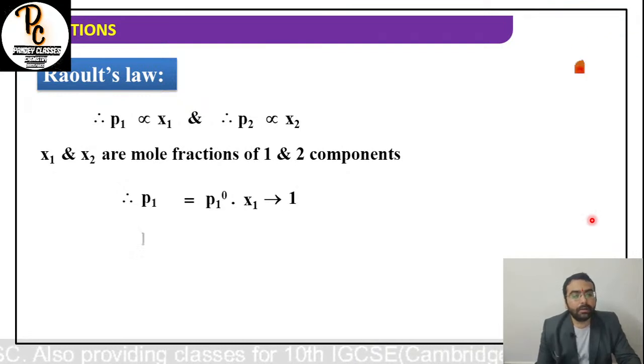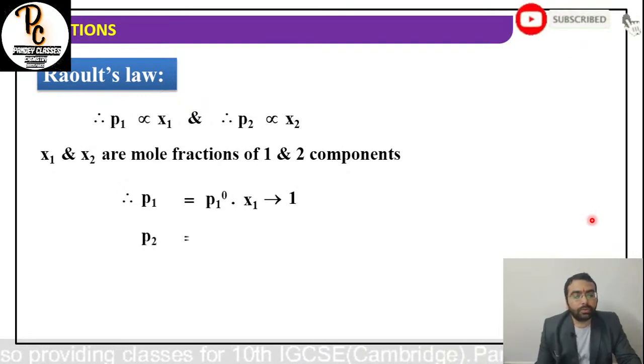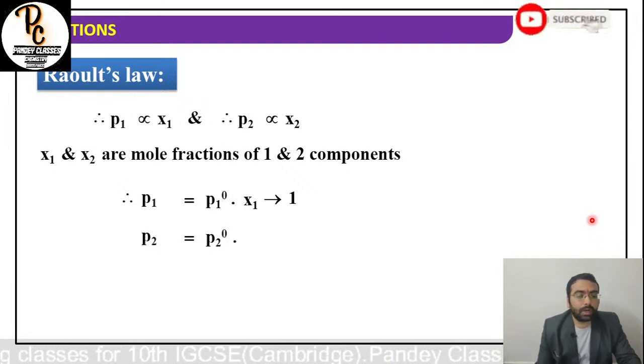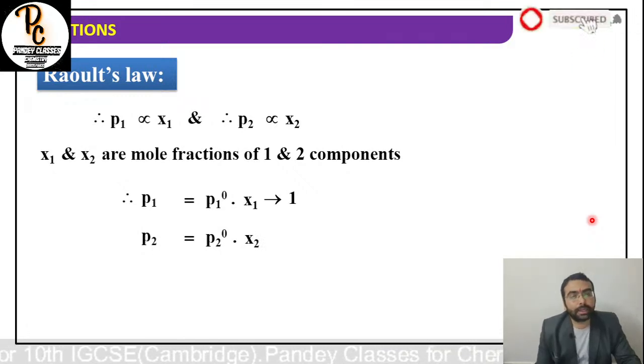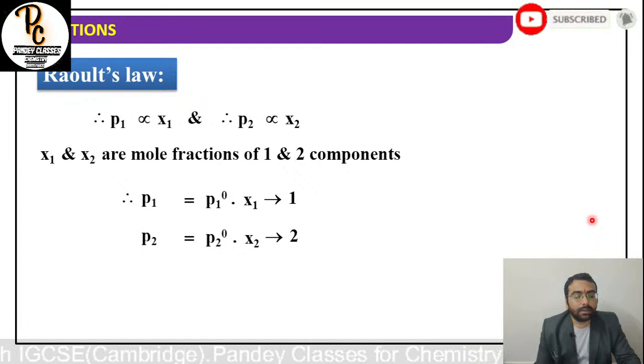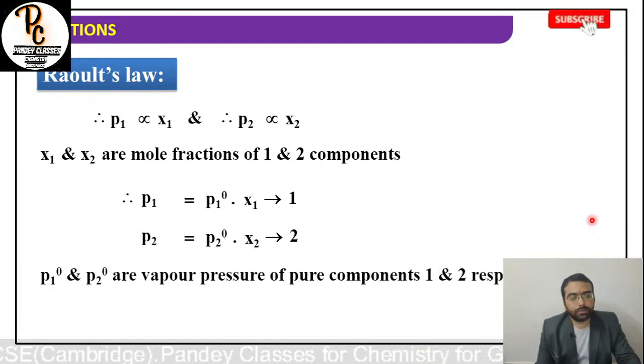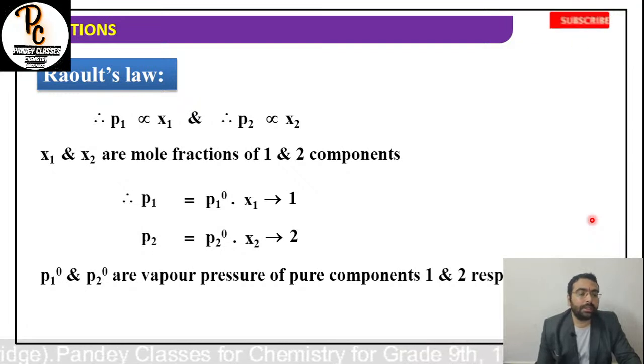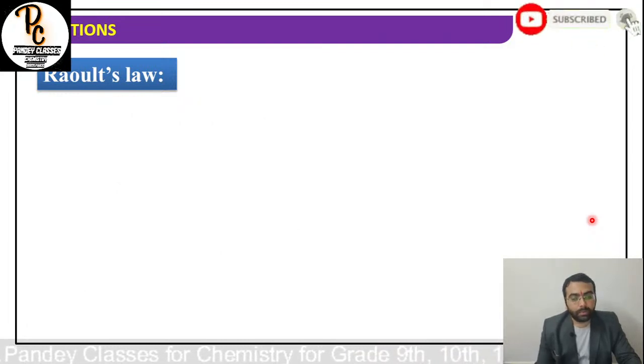Similarly, P2 equals P2 naught into chi2, and this is for the second component, and let us say this is our equation 2. So P1 naught and P2 naught are the vapor pressures of the component in its pure form or pure state.